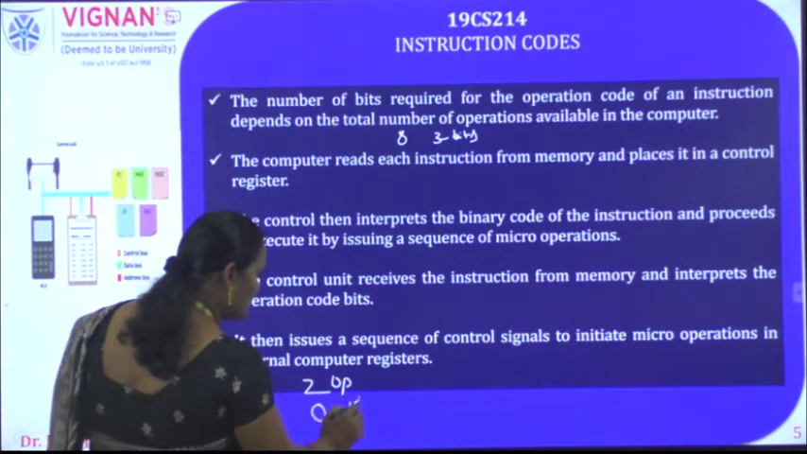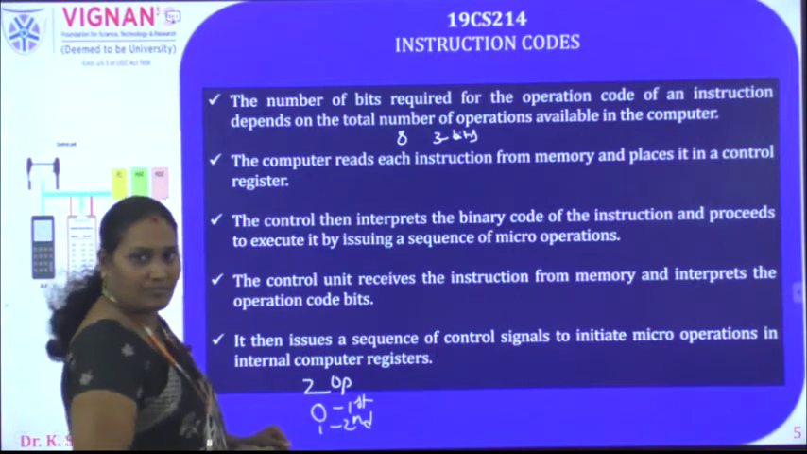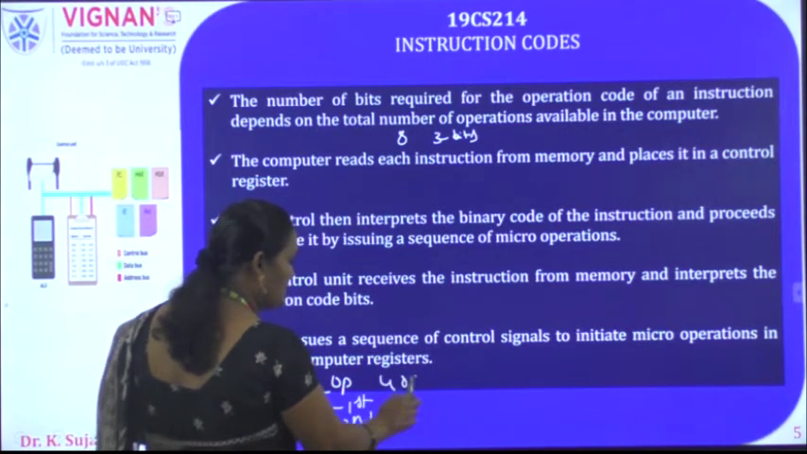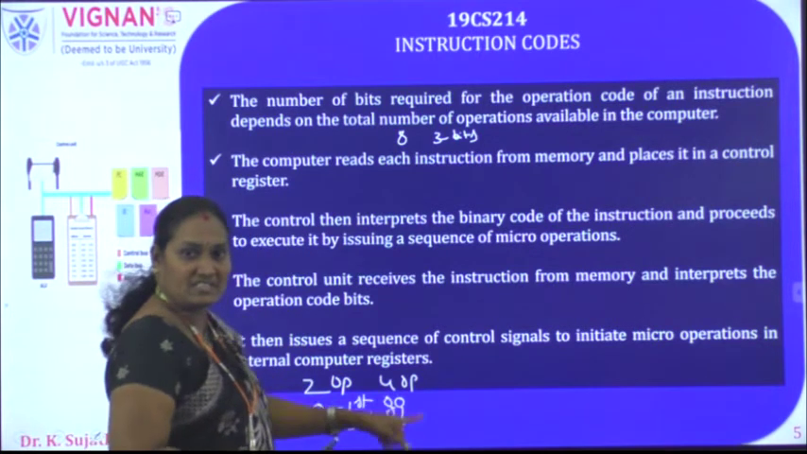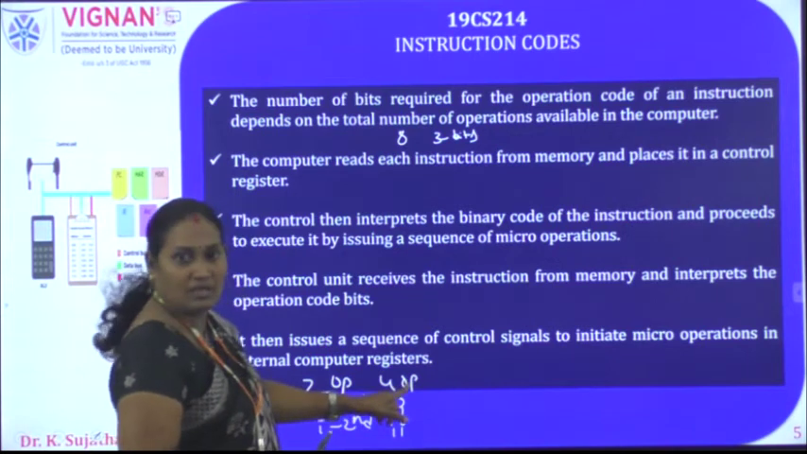The first operation can be represented using 0. Second operation can be represented using 1. If your system contains 4 operations, I need 2 bits: 0 0, 0 1, 1 0 and 1 1. These 4 representations are required for the representation of those 4 operations.